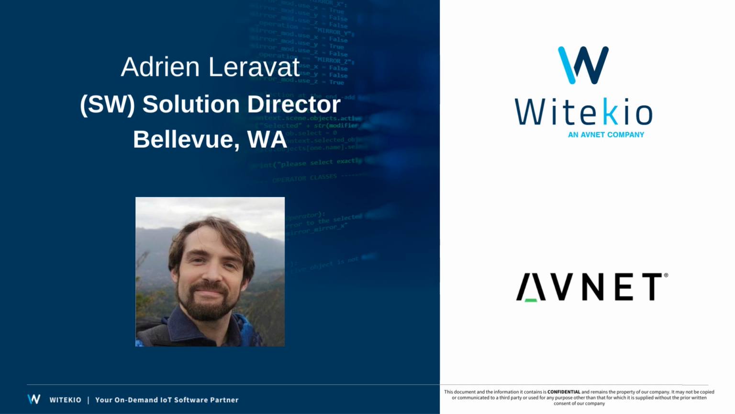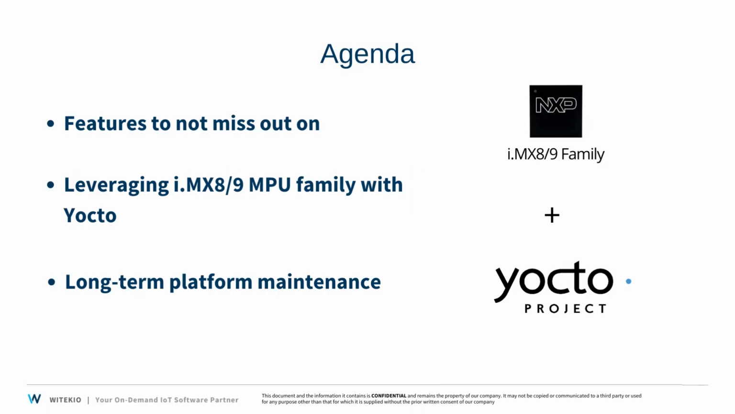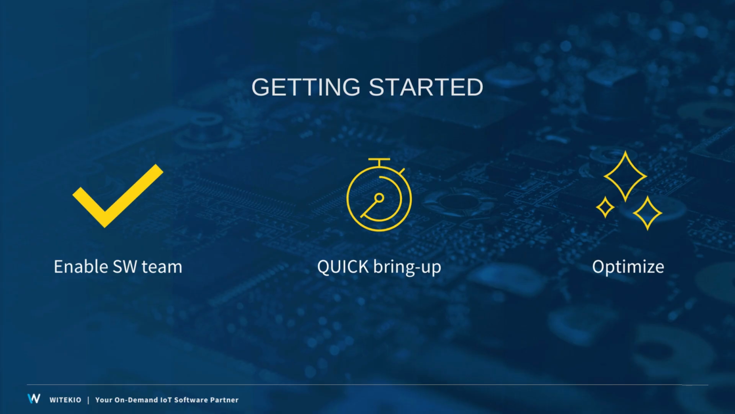And in that talk, what I want to highlight, basically, are three key points: the features that we think you should not miss out on and really leverage as much as possible, how that ties into the i.MX8 and part also of the 9 NPU family, and using Yocto with that. And after that, how to build a long-term platform, because you'll see that ties a bit into some of these concepts as well. The first step is getting started.